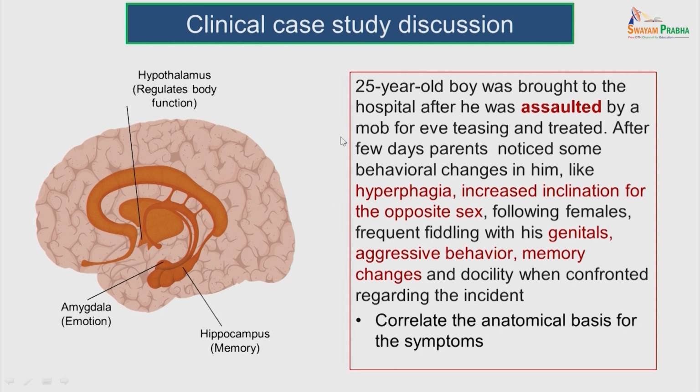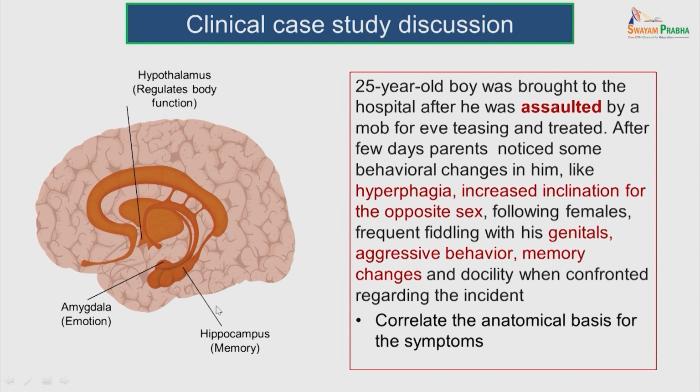So, as I said, there is a 25-year-old boy who was brought to the hospital after he was assaulted. Here it is important, there is some damage, because the mob assaulted him, and he was treated for that. But after a few days, the parents noticed some behavioral changes in him, like hyperphagia, and an increased inclination for the opposite sex. We know now where the symptom is.